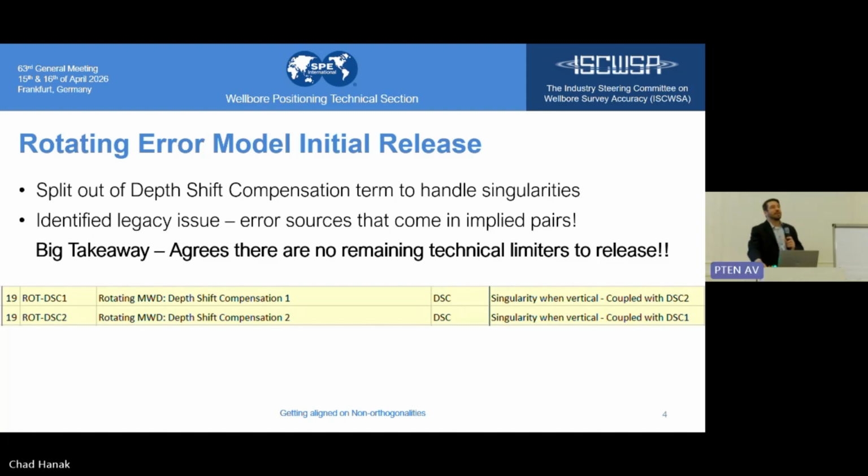One interesting point that came up as we were discussing this, when this depth shift compensation term was split into 2 components related to how the singularity errors would correlate or not correlate, is we realized that there is an implied property with some of our error model terms that, because it's a relatively small group of folks who are actually implementing them, it never got documented this way, but it probably would be good to document.